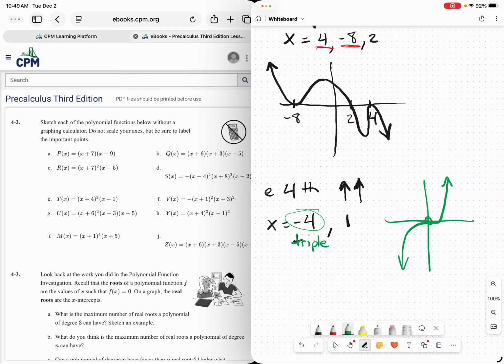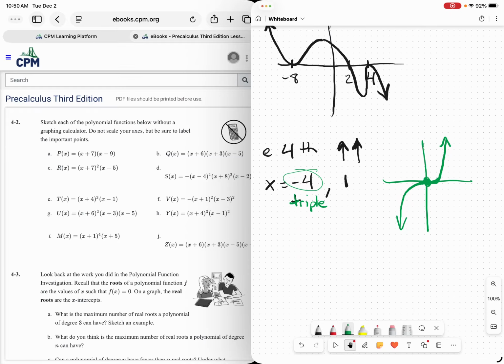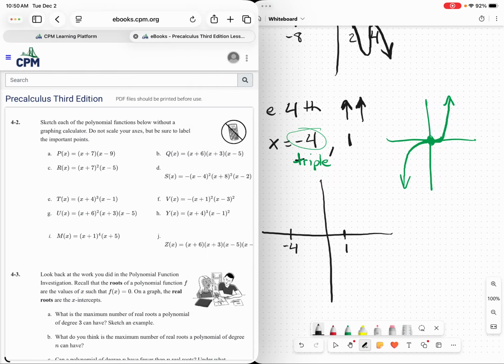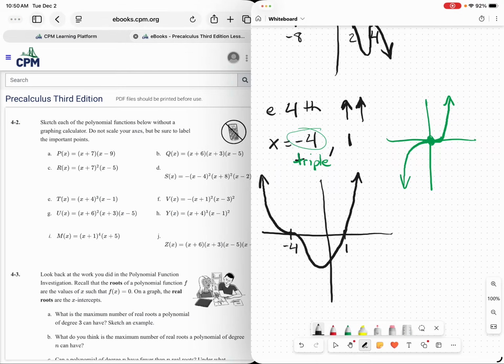So what happens is that at 0, it kind of flattens out as it gets really close to that 0. The same thing is going to happen at this -4. So when we graph this triple root, we have -4 and 1, right? It's up, up. So we're going to have this flattening out here. It's still going to come down, and then we're going to go up at 1. So you can kind of see that that's what a triple root will look like.